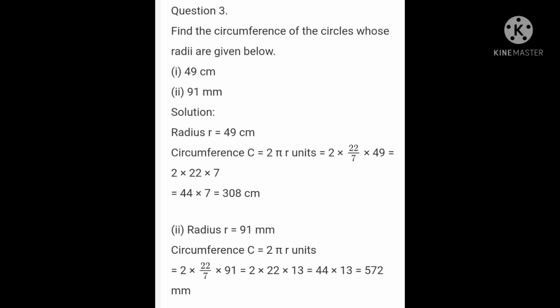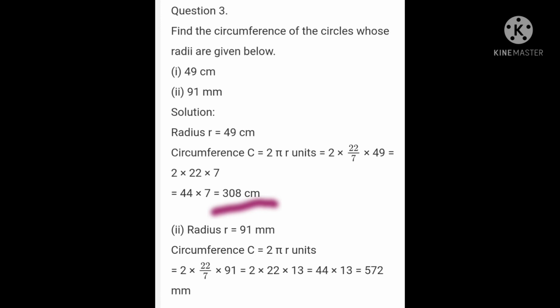Now third question, find the circumference of the circles whose radii are given below. Here we have two subdivisions. Radius is given, you just find the circumference. In this case we are going to apply circumference c is equal to 2 pi r. So for the first problem, r is equal to 49 centimeter is given. C is equal to 2 pi r is equal to 2 into pi value 22 by 7 into r is given as 49. Now you can cancel 49 and 7. We will get 7. So 2 into 22 into 7, we get 308 centimeter.